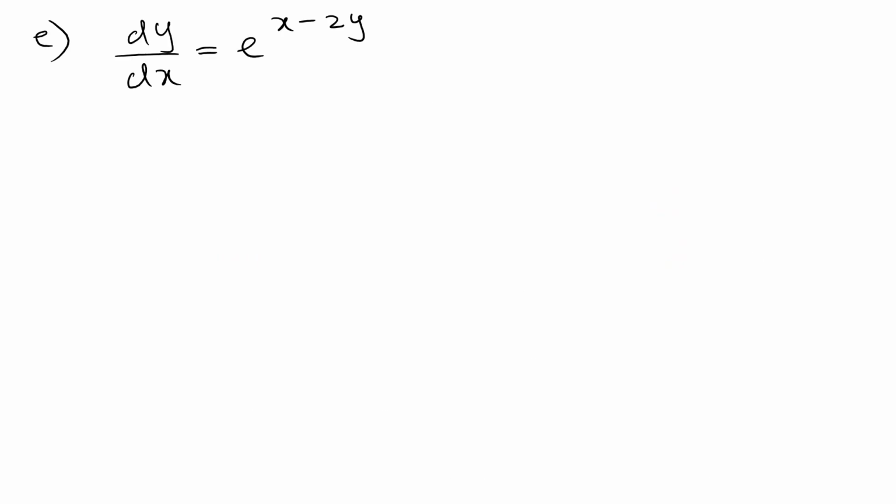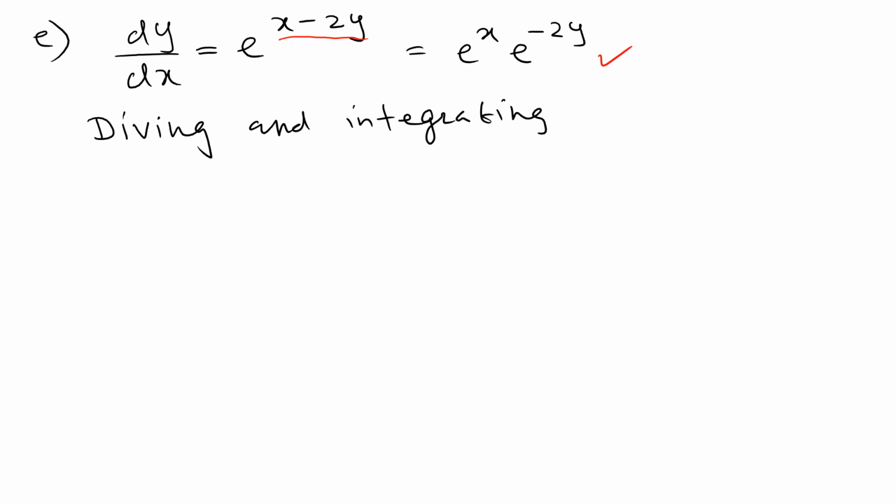So we have dy over dx equal e to the x minus 2y. And again, it looks like a sum here, but you know that you can write this as e to the x times e to the negative 2y, as a product. Now you can see it is separable because you break it into a product of x and y. So now again dividing and integrating, when you divide by e to the negative 2y, the negative sign comes to the numerator as a positive one. That means it's going to be e to the 2y dy. On the other side you get e to the x dx.